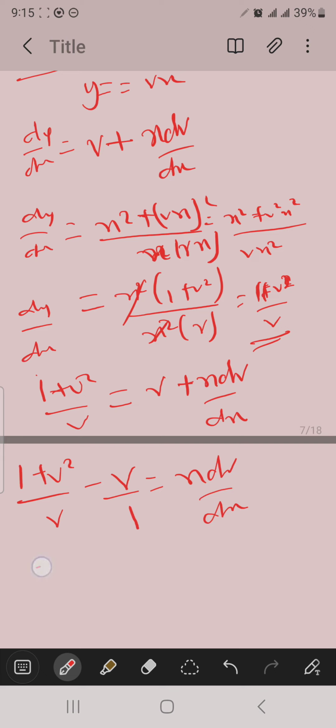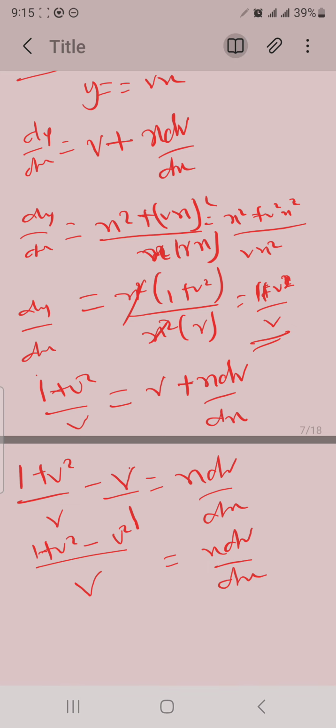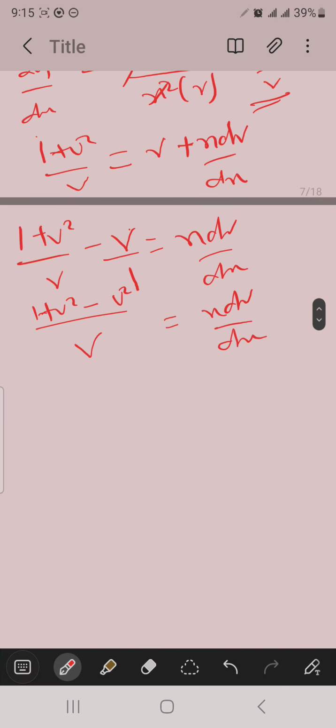This one is over 1, so the LCM is going to be v. So this one is 1 plus v squared minus v times v. v times v is going to be v squared, equals x dv/dx. So now doing this, the v squared will cancel this. We now have 1 over v equals x dv/dx.